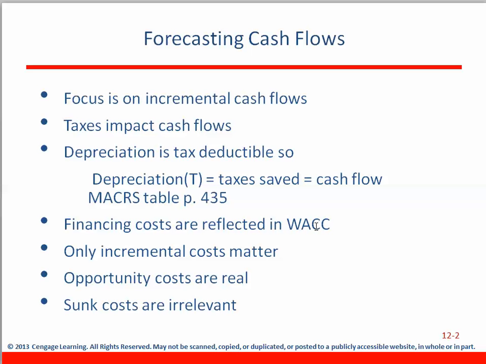So if we were to take dividends and interest and count them as cash flows, we would be double counting because by using the WACC as the hurdle rate in our analysis, we are in effect taking into account the cost of capital. So only incremental costs matter. I guess I said that twice because it's really important.